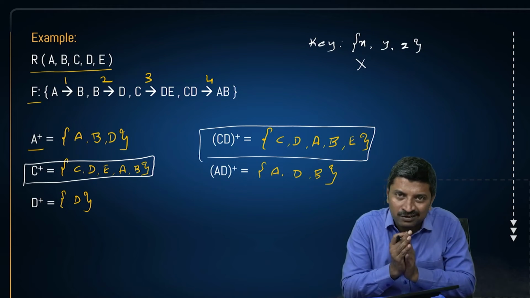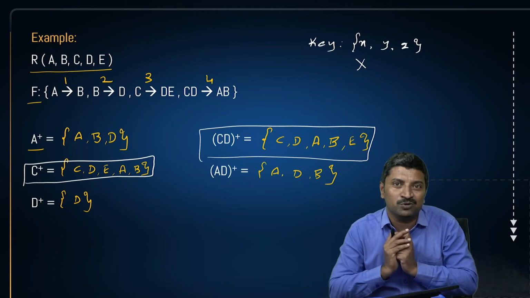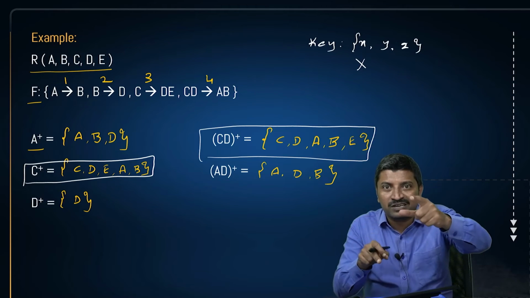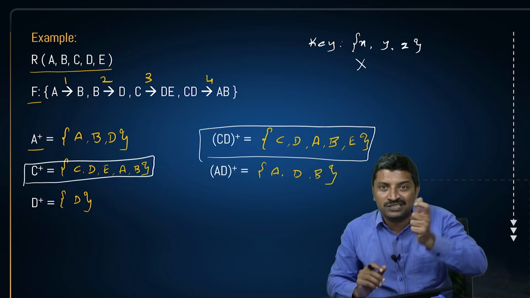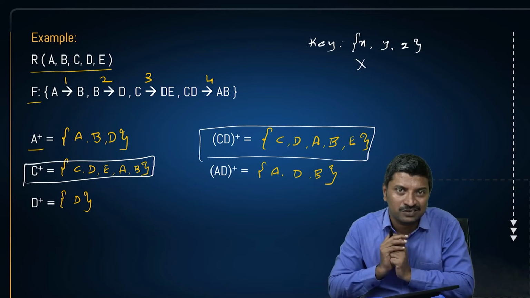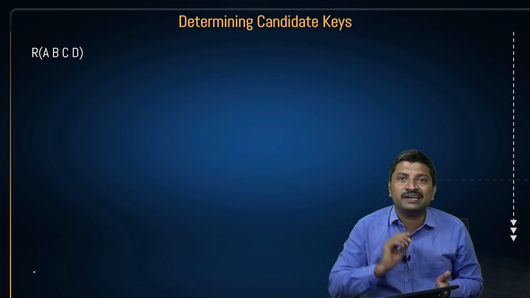Not only for X, sir. If I remove any attribute from the key, it will not be a key anymore. That means every attribute of the key is very important in finding the values of all the attributes. That is the candidate key. Is that clear, sir? So now let us see the procedure of finding candidate keys.